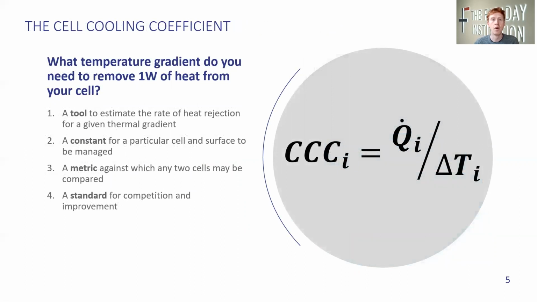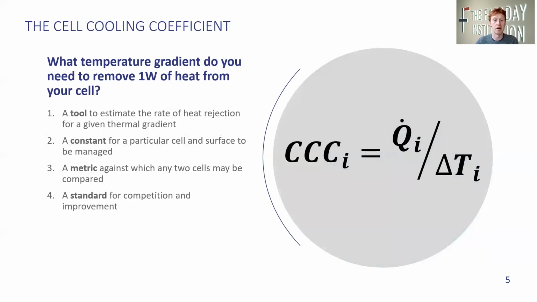What we really want to know is what temperature gradient would be required across our cells to remove a certain amount of heat. And so the cell cooling coefficient is designed to provide exactly this information. We divide the rate of heat rejection from the cell by the temperature gradient incurred across the cell, and we believe that the cell cooling coefficient can be used as a tool to estimate rate of heat rejection for a given thermal gradient, a constant for a particular cell and surface to be managed, a metric against which any two cells may be compared, and a standard for competition and improvement amongst cell manufacturers.